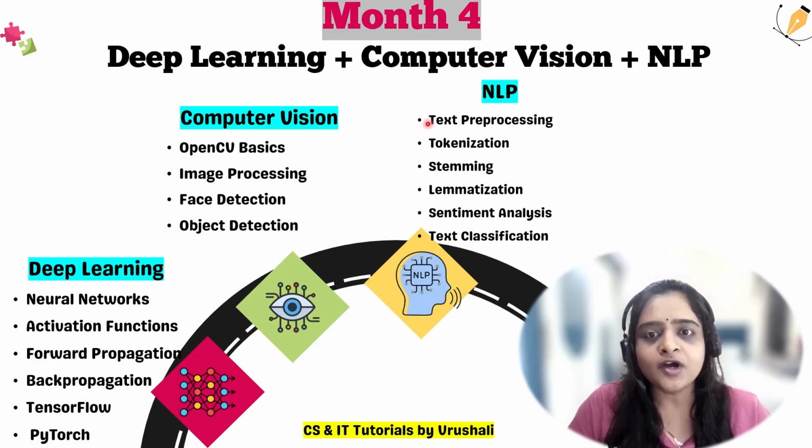Here, you will first learn about text processing, how tokenization and stemming work, then lemmatization, sentiment analysis, and text classification. So these are all the basics and fundamentals of AI. By the end of this month 4, you will have built some basic deep learning and NLP concepts. Here, you will understand two main forms of AI: image and text.